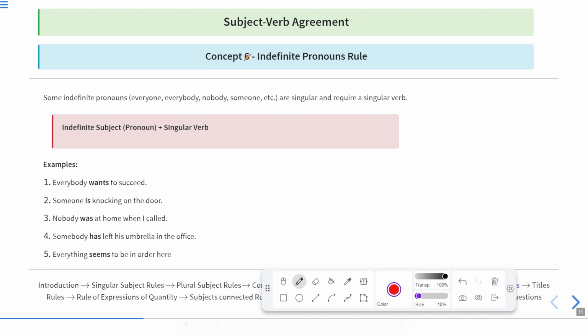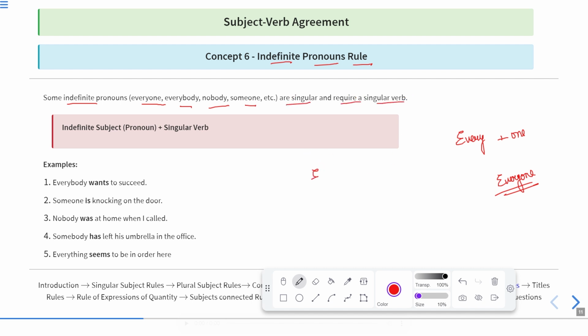The next concept is concept number 6, which is the indefinite pronoun rule. Now, what is the indefinite pronoun rule? Basically, indefinite pronouns are pronouns like, if I add every with the word one, it will become everyone. Okay. Now, everyone is always singular, and this is an indefinite pronoun. So, some indefinite pronouns like everyone, everybody, nobody, someone, etc. are singular and require a singular form of verb.